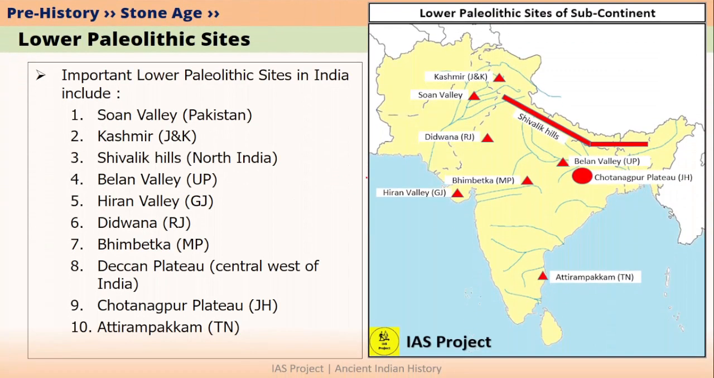You can see some of the important lower Paleolithic sites in India here. The most important ones probably are Son Valley and Kashmir, Shivalik Hills, Belan Valley, Bhimbetka and Atirampakkam.